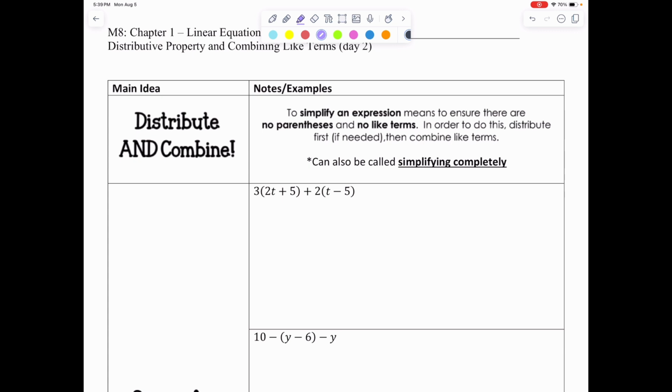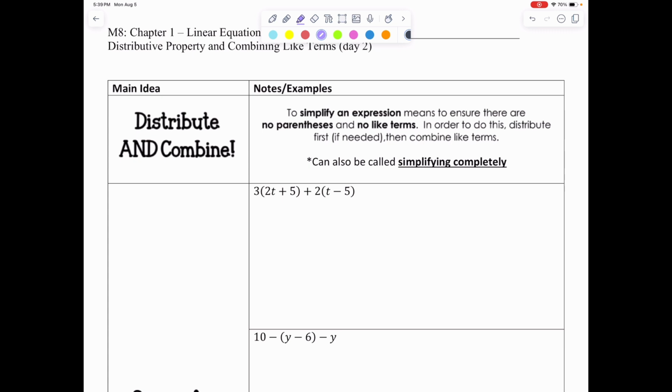We also reviewed the distributive property. Remember, distribute means to give. So you're going to give everything that's on the outside of the parentheses to everything inside using multiplication. And lastly, we reviewed how to combine like terms. Anything that is considered a like term should be combined by combining those coefficients, or adding or subtracting those numbers.